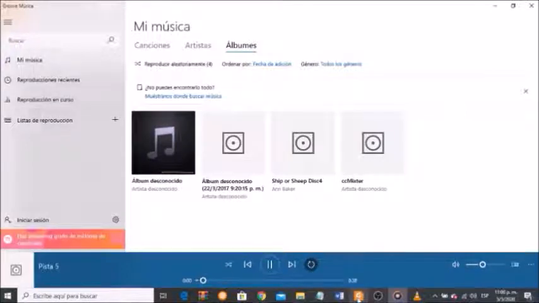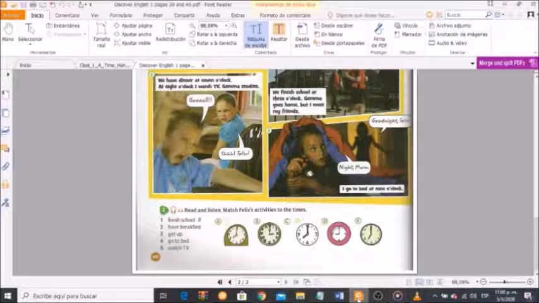Unit 4A, Exercise 2. Read and listen. Match Felix's activities to the times. 1. I finish school at 3 o'clock. 2. I have breakfast at 8 o'clock. 3. I get up at 7 o'clock. 4. I go to bed at 9 o'clock. 5. I watch TV at 8 o'clock.